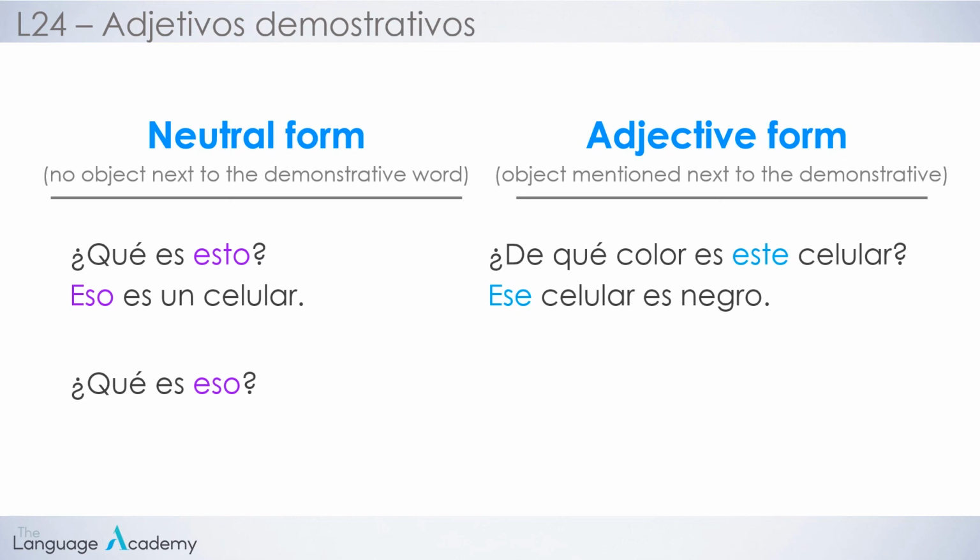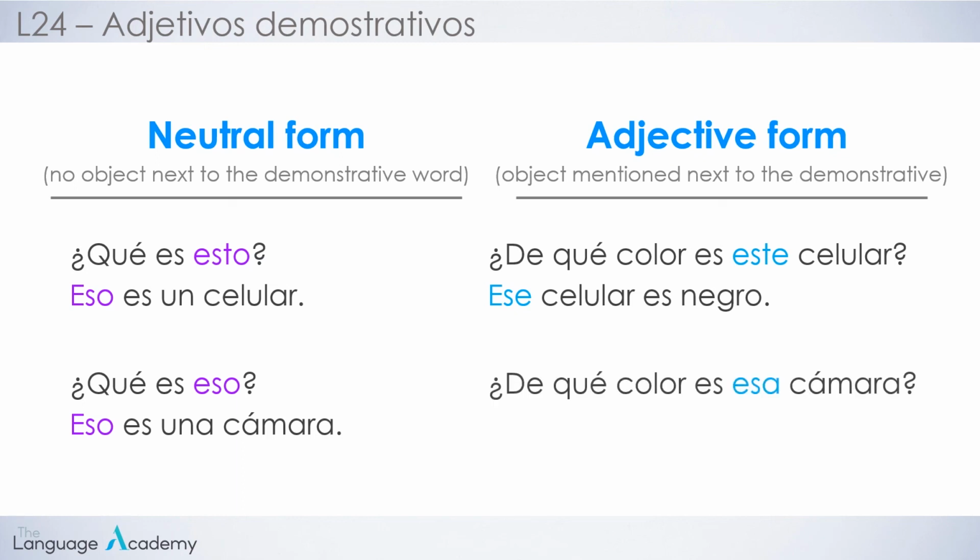Or, ¿qué es eso? What is that thing? Eso es una cámara. That thing is a camera. ¿De qué color es esa cámara? The word cámara is next to esa. Esa cámara es negra.